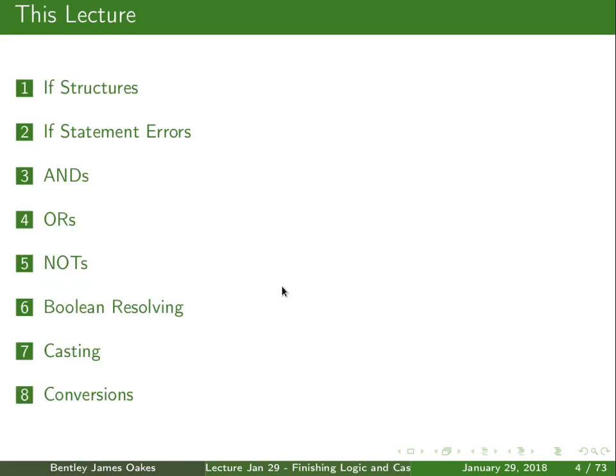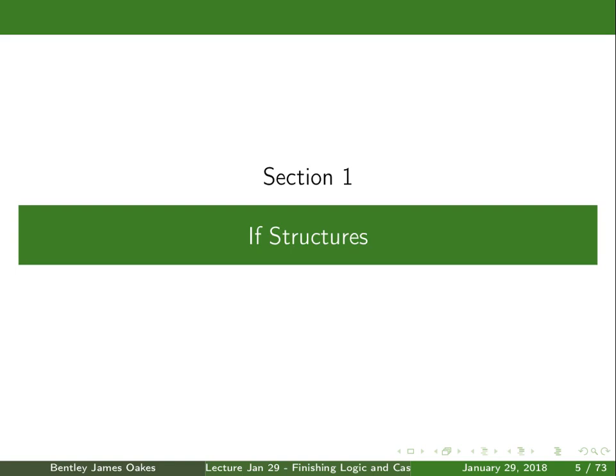Okay, so what am I going to talk about today? I'm going to just briefly review the if structures that I talked about last time. I'm going to go over a few common if statement errors that come up all the time. We're going to get through ands, ors, and nots. I'll talk about Boolean resolving of equations. And if we have time, I'm going to get to casting and conversions, because you'll need that for the second assignment, which should be out soon.